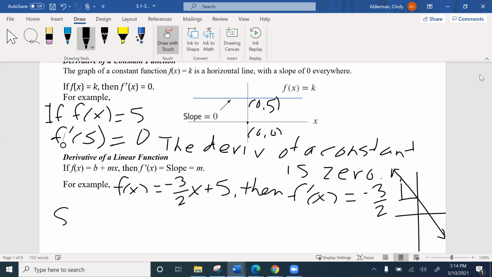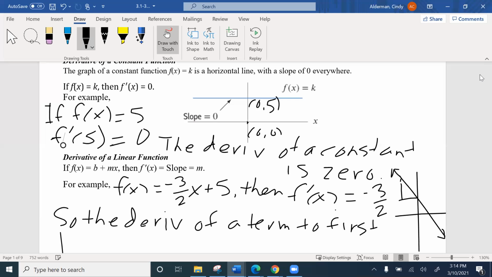So the derivative of a term to the first power is its coefficient.